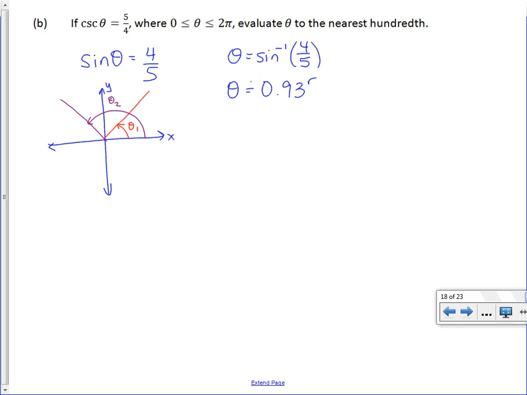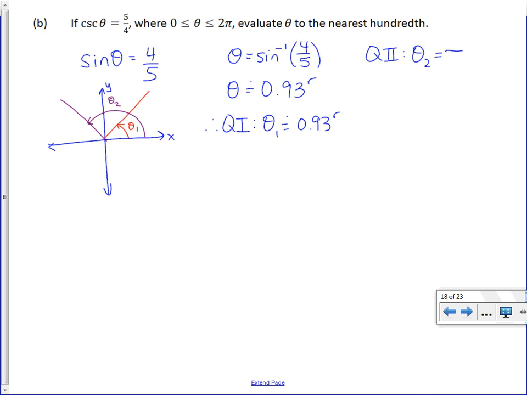Okay, it's acute, it's positive, everything's great. I'm just going to go right in and say, I just found quadrant 1, it's 0.93 radians. So one was just found right away, I don't have to do any adjustment. There it is, theta 1, my first solution has been found. So how do I find theta 2 in quadrant 2? What's the strategy?